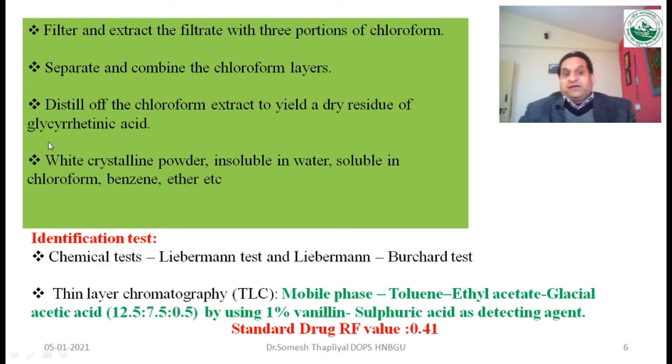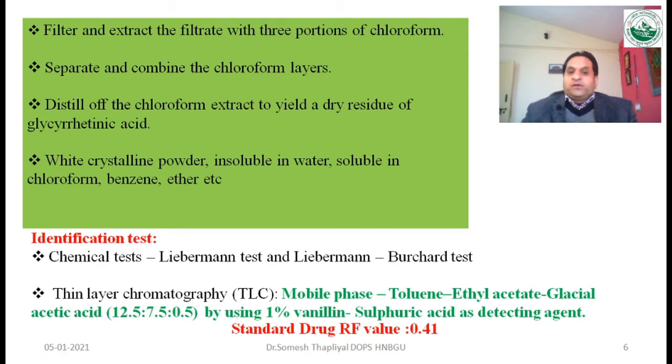And after isolating the component, we have to identify the compound we got after isolation or after the extraction method, so we can confirm by identification tests. So to identify the isolated product, firstly we can use the chemical test, that is the Liebermann test, and the second one is the Liebermann-Burchard test. And with the help of thin layer chromatography we can also identify this glycyrrhetinic acid.